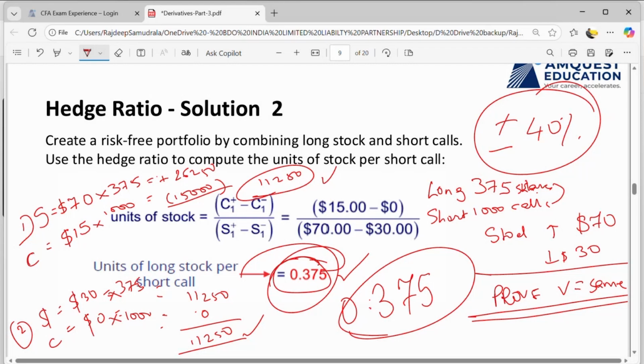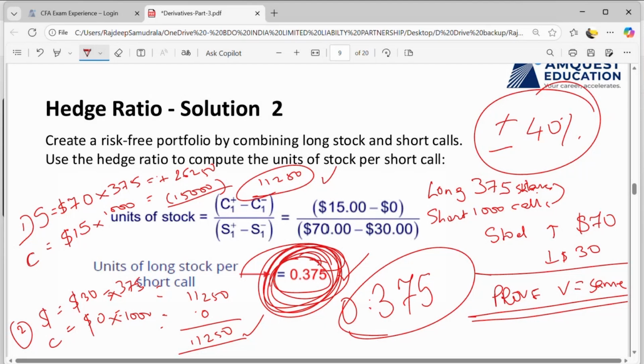This is exactly how you will solve it. Work done. So see how I'm proving to you that if it moved up or down by 40%, the hedge ratio has changed to 0.375, and I'm also proving that using this hedge ratio, when it actually goes up to 70 or goes down to 30, you will have the same 11,250 in your kitty. Not a dollar more, not a dollar less.